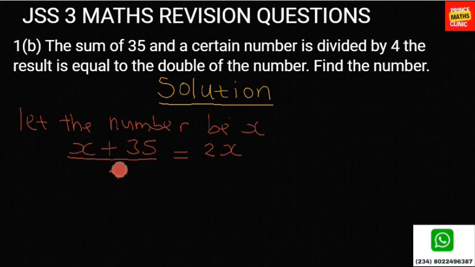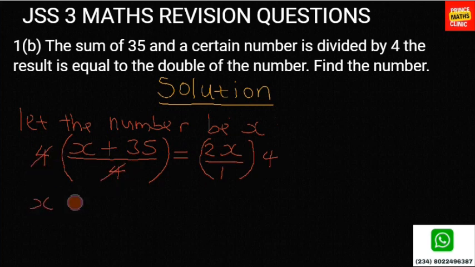So the only way to find the number is to multiply both sides by the LCM here. This is 2x over 1. So if I multiply both sides by 4, which is the LCM, multiply this by 4, I'll multiply this also by 4. 4 will cancel 4. So I'm left with x plus 35. 2x times 4 is 8x.